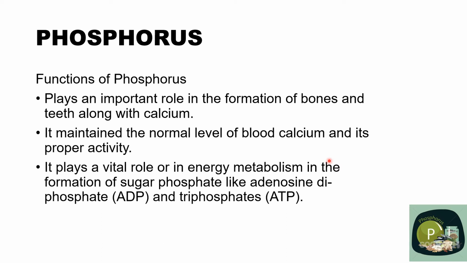And then it plays a vital role in energy metabolism, in the formation of sugar phosphates like adenosine diphosphate and adenosine triphosphate. As the name implies, ADP has diphosphate, and ATP has triphosphate. They have phosphorus. But this phosphorus plays a vital role in the production by the animal body of our energy in the form of ADP and ATP.